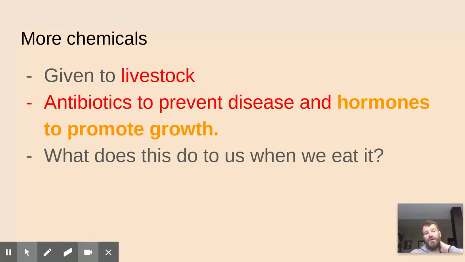All right, so some of the chemicals, like I just mentioned, are given to livestock, the cows and the pigs, to prevent disease, and then the hormones they're given promote growth, so they're bigger, and they can get you more money if you're the farmer. Same thing happens to chickens. All this stuff is happening to the animals and to the food we eat.